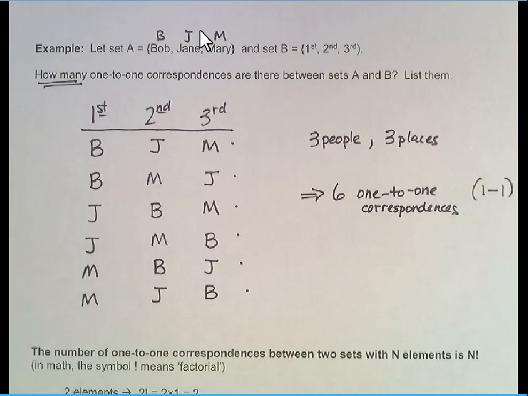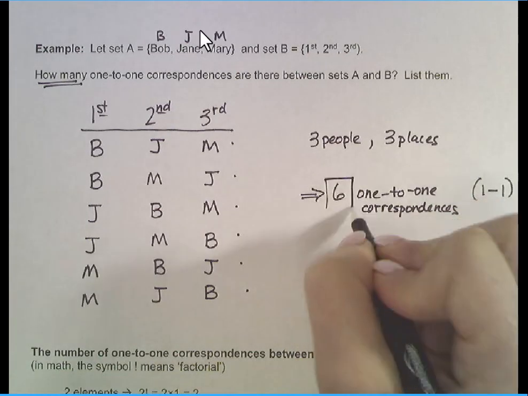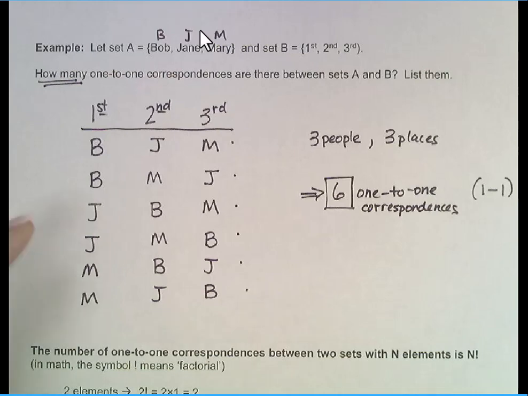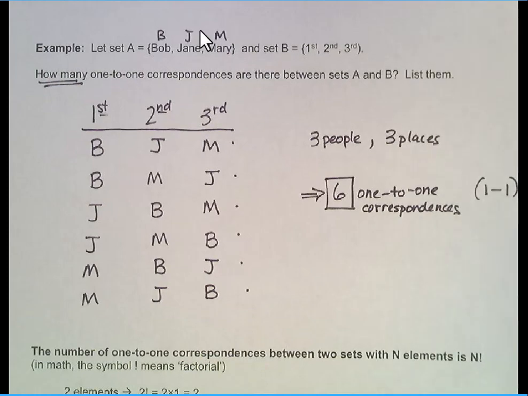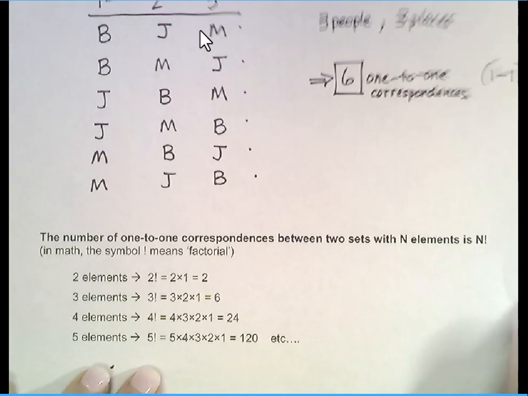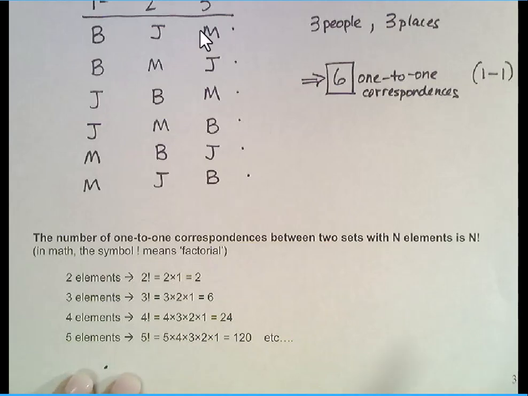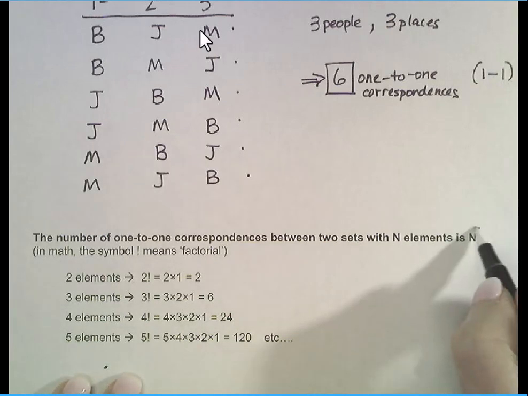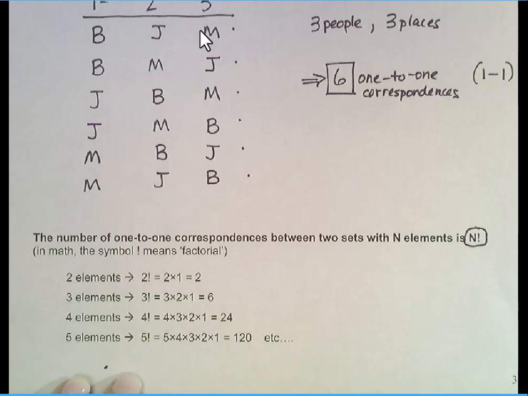So how could we come up with the 6 quicker? Because we don't want to have to actually write it out every time. And what if it was 4 people in 4 places or 5 people in 5 places? It would take a really long time to write these out. So it actually turns out as a shortcut, the number of one-to-one correspondences between 2 sets with n elements is n factorial. So the exclamation point in math is called factorial.